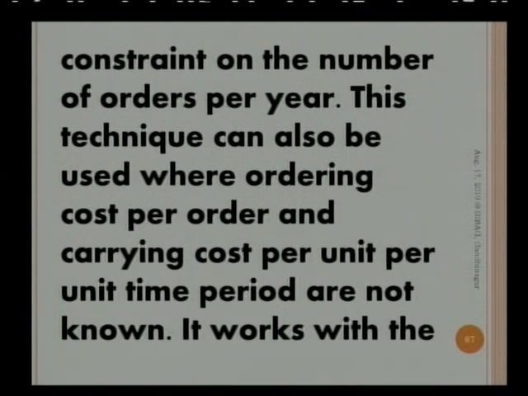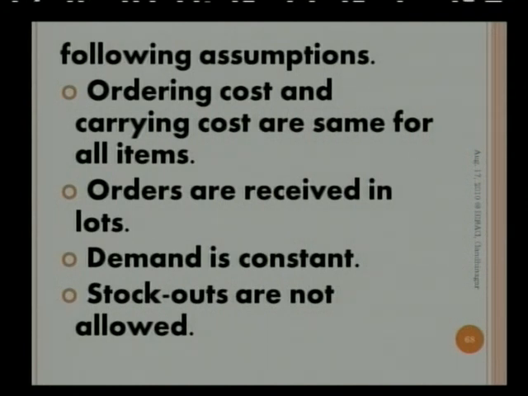This technique can also be used where ordering cost per order and carrying cost per unit per time period are not known. Sometimes it happens that ordering costs and inventory holding costs fluctuate in such a way, or fluctuate by such a small amount, that we can consider it a negligible quantity. So in this case, the method which we'll see next will give you an optimal solution, or in general we'll say a suboptimal solution. It works with two assumptions.